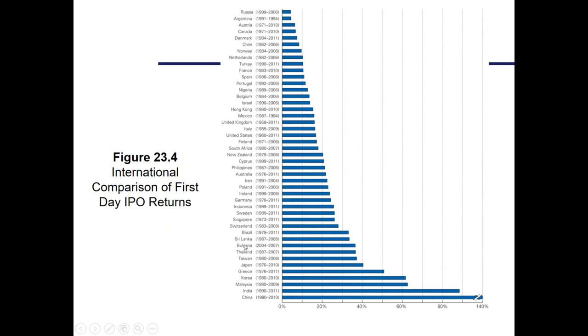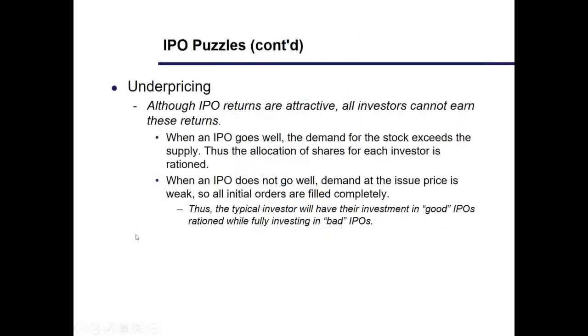Sri Lanka, Singapore, Poland, Cyprus, New Zealand. Unfortunately, we don't have Vietnam IPO data here, but I think it should be in this group as well, right? The group that has more underpricing. Although IPO returns are attractive, not all investors can earn these returns.